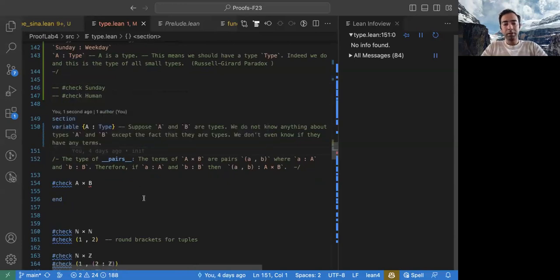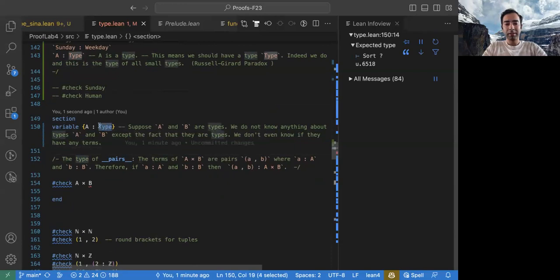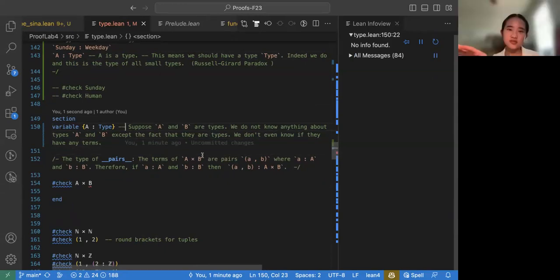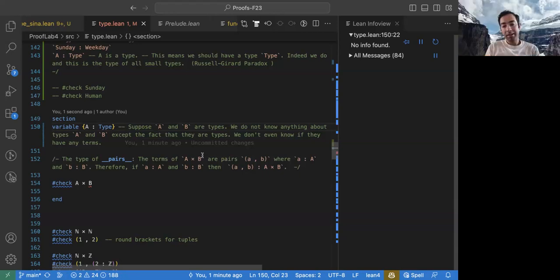So feel free, whenever I write A colon type, essentially to understand that A is a type or A is a set. And when I write variable A, it means that I'm not assuming A being a type. So this is my assumption, right? I don't know what A is. I'm just saying, essentially, the meaning of this is, suppose A is a type. Does that make sense? A is a type, and it could be any type, right?